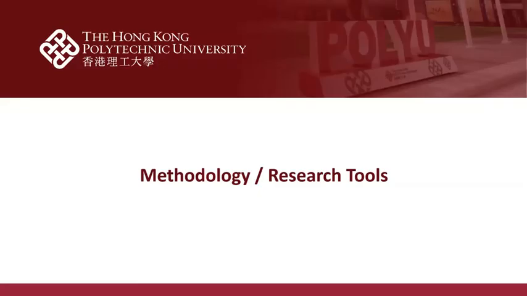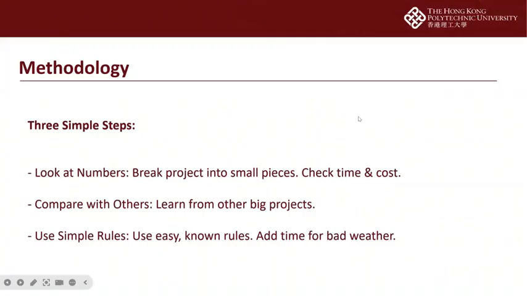Hi, I will talk about the methodology and the research tools. Our main question was how can we check if our work was good enough? Our plan had three simple parts. The first one is to look at the numbers. We took the project and broke it into very small pieces, like a receipt. We looked at the time, the cost, and the material for each small piece. This helped us to see the whole project clearly.